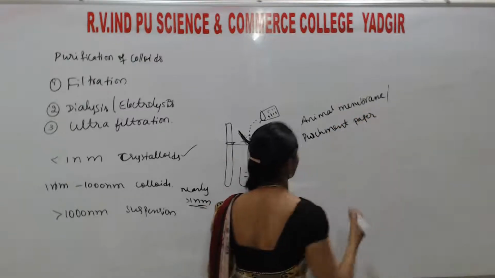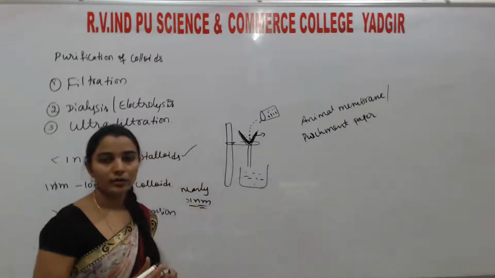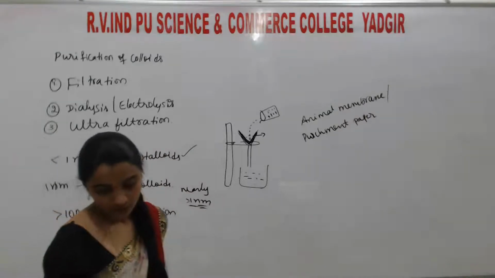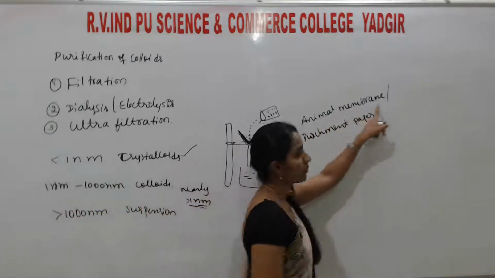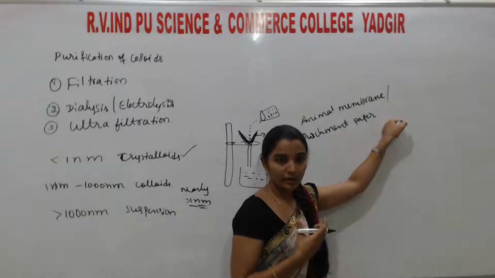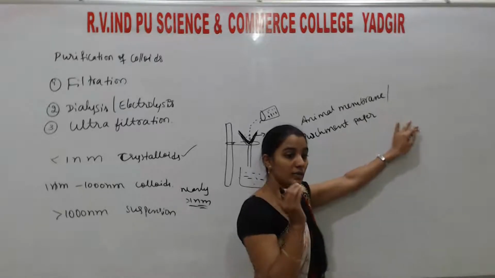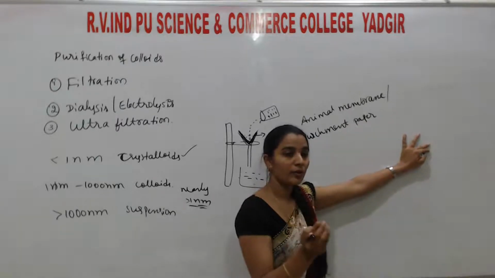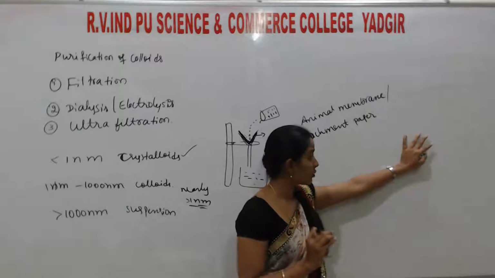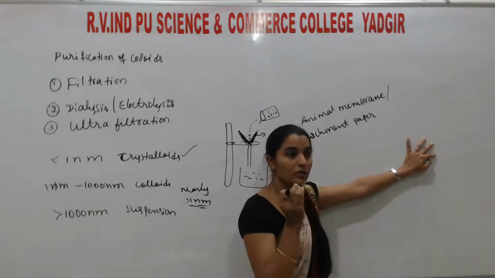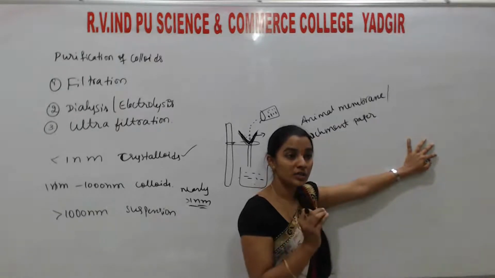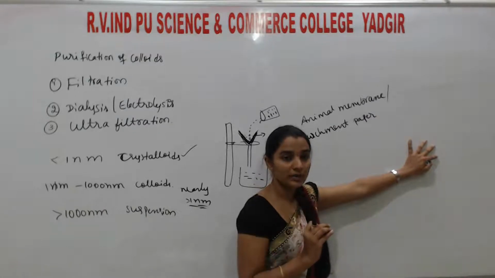This is a special type of filter paper. Okay, parchment paper. Animal membrane means cell membrane. It also acts as a filter paper to allow ions. You know, sodium and potassium ions are exchanged with calcium and magnesium ions.